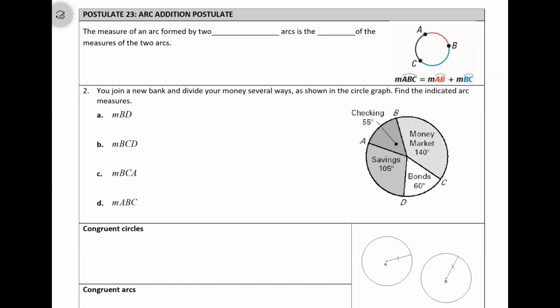Now we're going to look at postulate 23, which is called the arc addition postulate. Now we've had many addition postulates. We've had segment addition, we've had angle addition, so of course it makes sense to have an arc addition postulate. And it states the measure of an arc formed by two adjacent arcs is the sum of the measure of the two arcs.